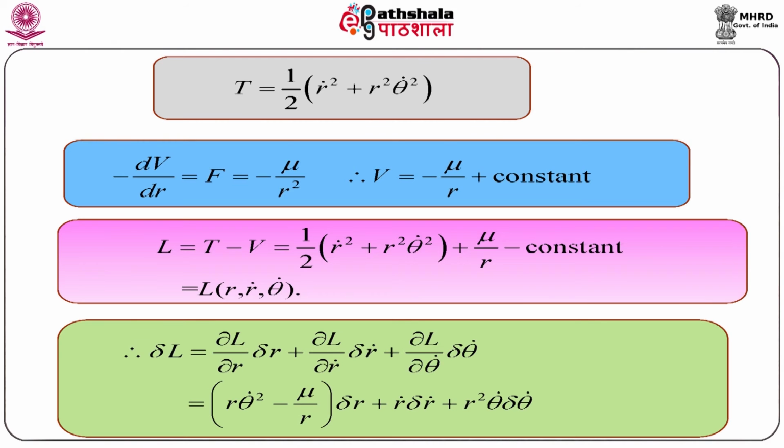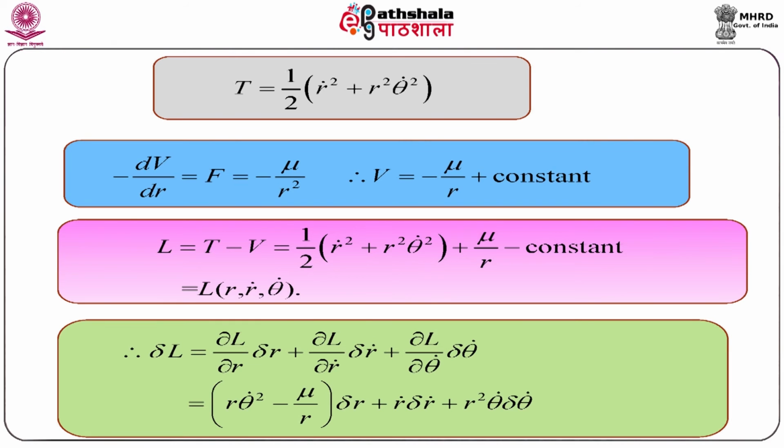Now, Lagrangian L is given by L equal to difference between kinetic energy and potential energy. So, L equal to half (r dot square plus r square theta dot square) plus mu divided by r minus constant. Therefore, Lagrangian L is a function of r, r dot and theta dot.